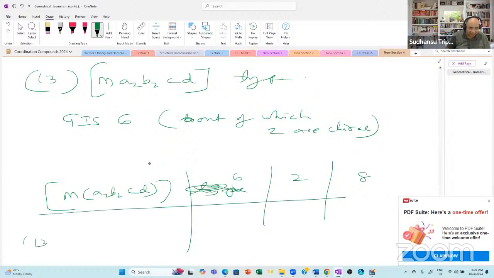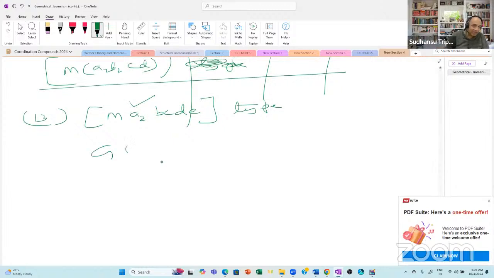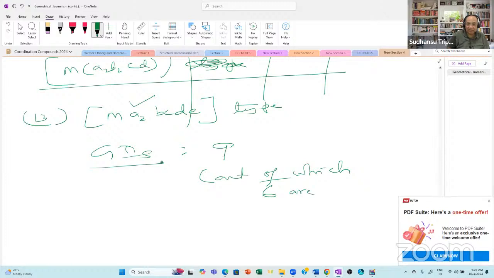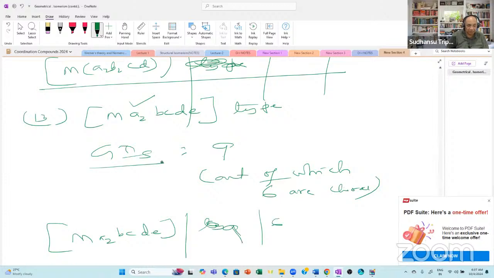Then 13 is M, A2, B, C, D, E. There are 5 different ligands, but 2 of which are same. M, A2, B, C, D, E type. This will have GIs, diastereomers will be 9, out of which 6 are chiral. So it will be 15. Write down once again in the table A2, B, C, D, E. Sorry, this is 9. So out of which 6 remain chiral. So plus additional 6, the total will be 15.